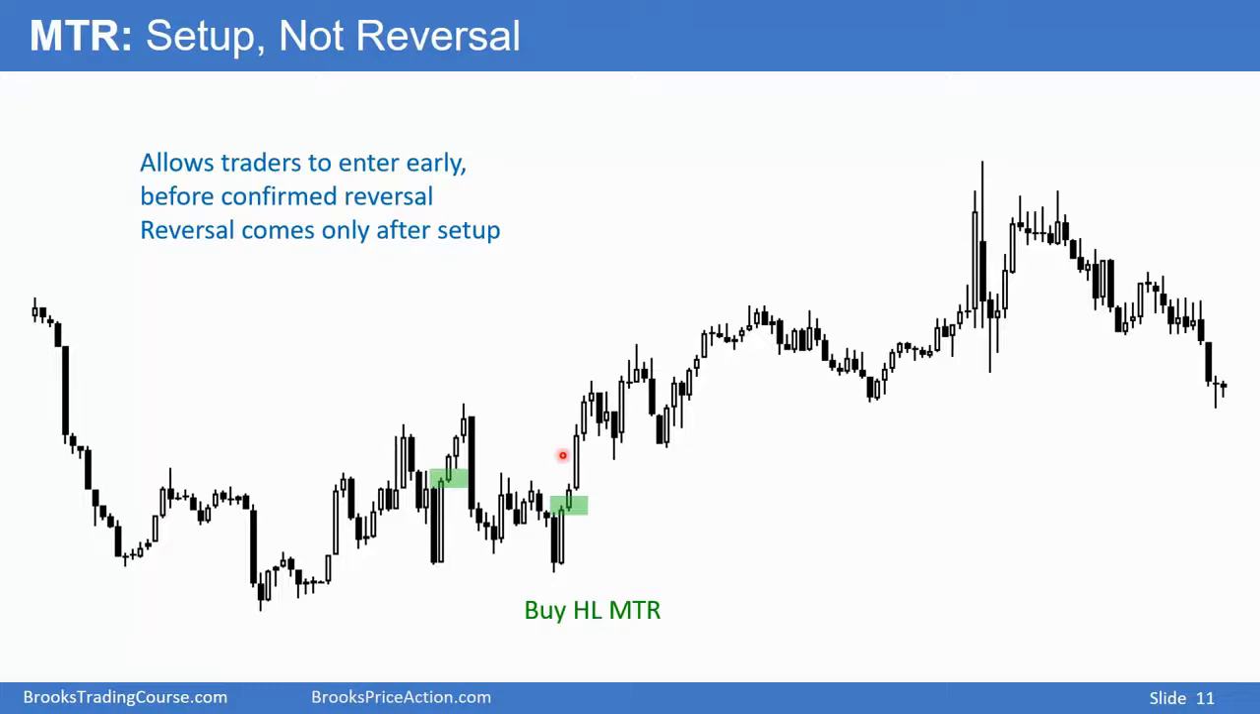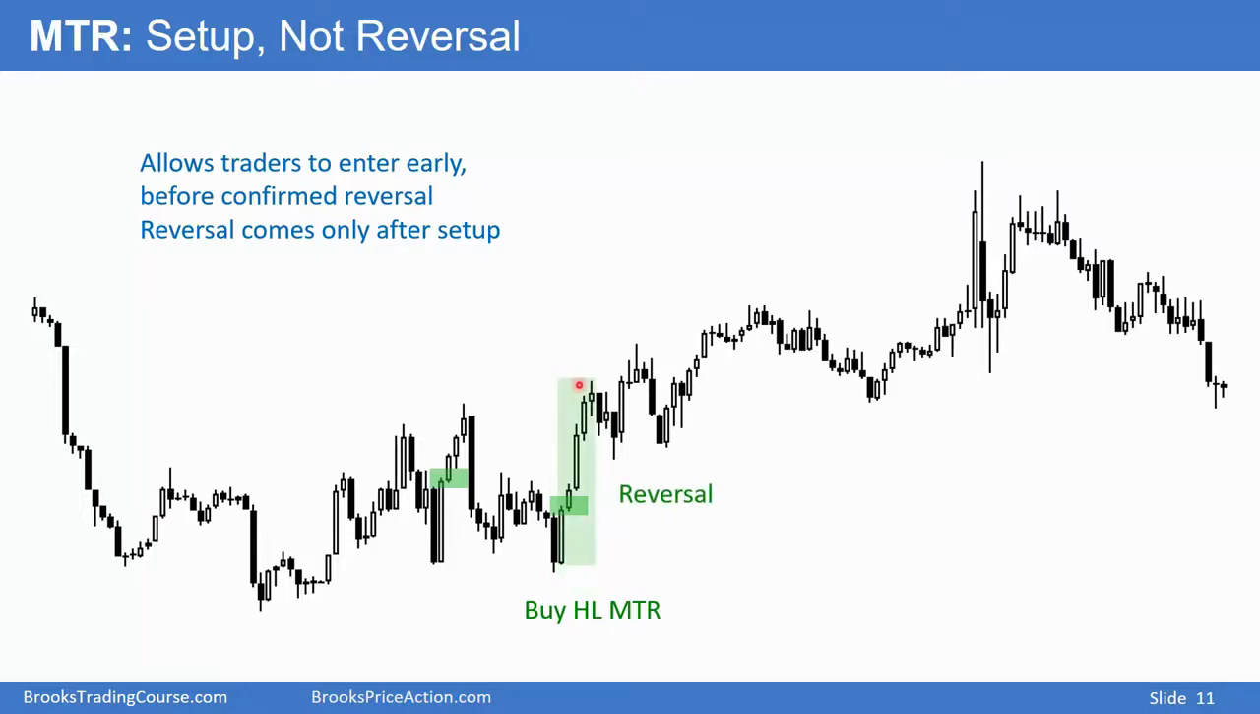At this point, is this a strong bull trend? Of course not, but it is a good major trend reversal setup. At this point, it's probably a bull trend somewhere up in here. But at this point, it's a reversal, but not yet a strong bull trend. The probability is only about 40% if you buy here.